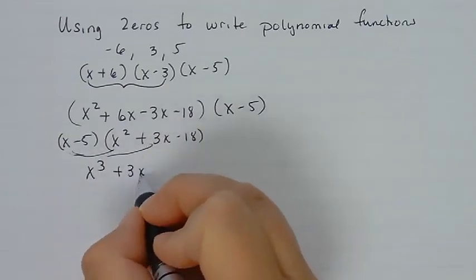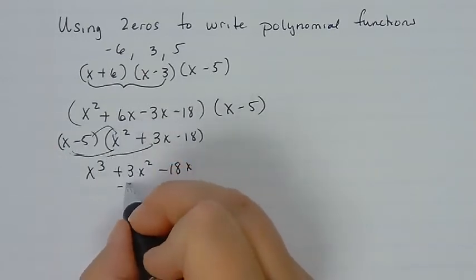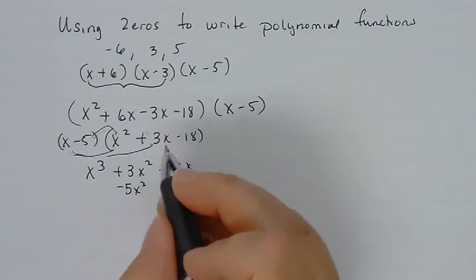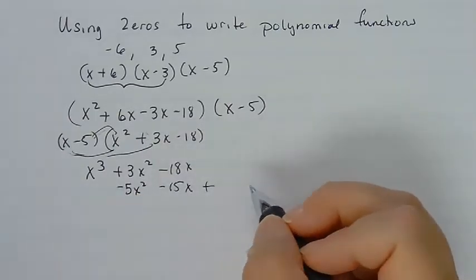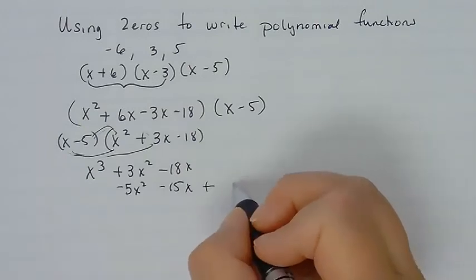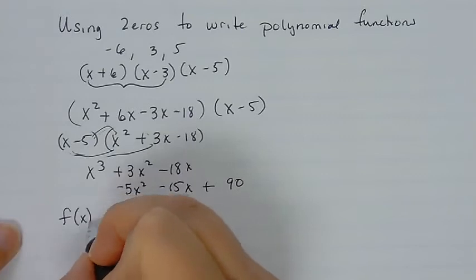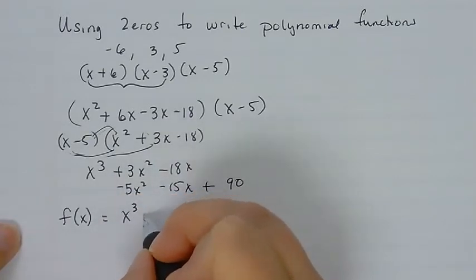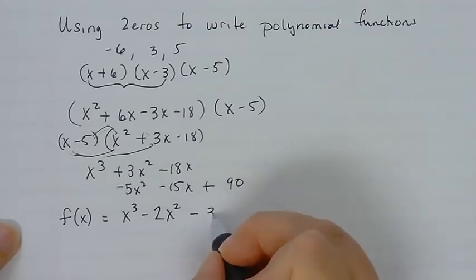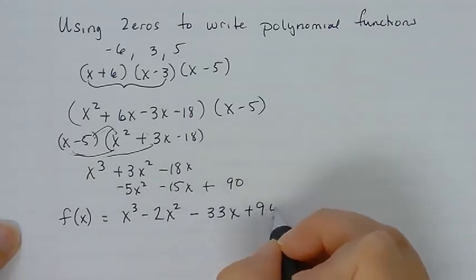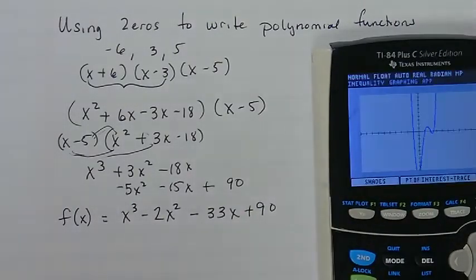plus 3x squared minus 18x minus 5x squared minus 15x plus 18 times 5 is 90. So my function would be x cubed minus 2x squared minus 33x plus 90. And I could check that on the graphing calculator if I put that function in.